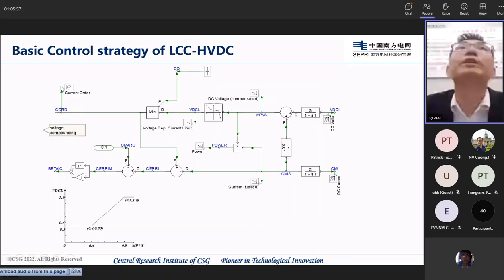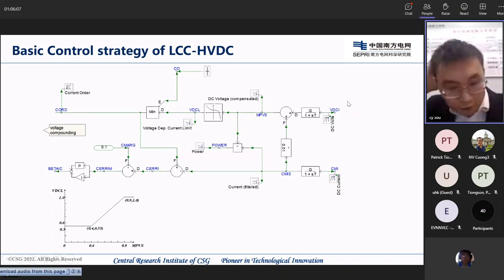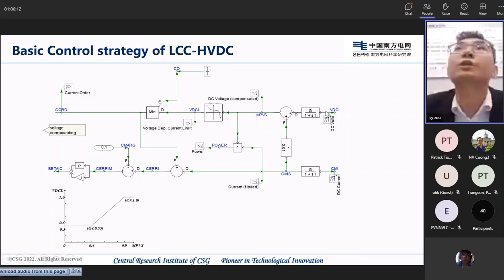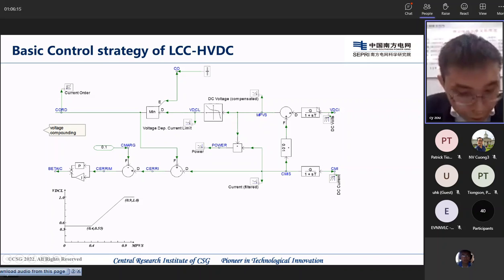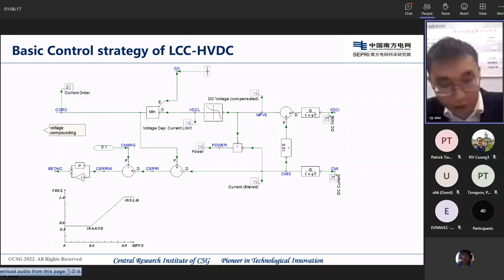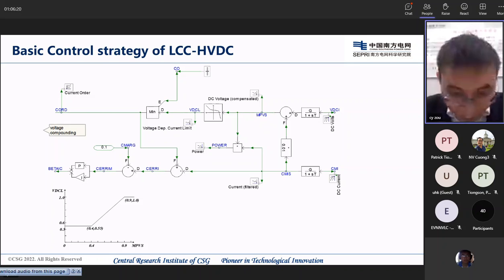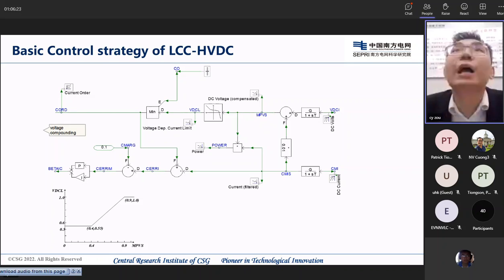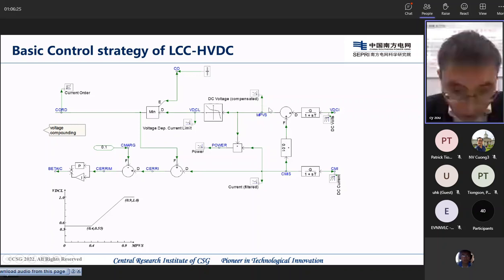The input signal of VDCOL is the VDCI here, which is the DC voltage measured at the inverter side. The gain factor here, G, is 2 to 1000 because the base voltage is 500. And the MPVS here is the compensated DC voltage of the metering line in per unit.